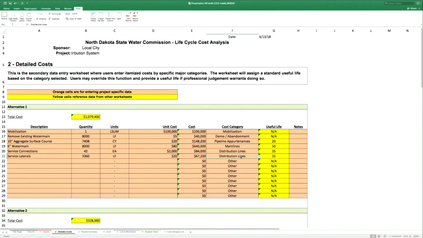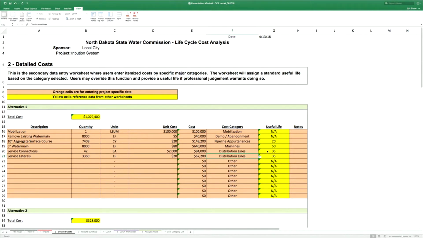Okay. And you'll notice that when you do that, going from other, the useful life changes here. A lot of these values, as I mentioned, the cost category has a specific useful life assigned to it. Mobilization, demo, abandonment doesn't have a useful life. You're taking infrastructure out. However, some physical equipment and infrastructure does have a useful life with it. For example, we're assuming 20 years on pipeline appurtenances. Main lines have a useful life of 50 years, so that's going to run out all the way through this 50-year period of analysis. Distribution lines have a shorter useful life of 35 years, and as I change this one to distribution lines, it will also get updated to 35 years.